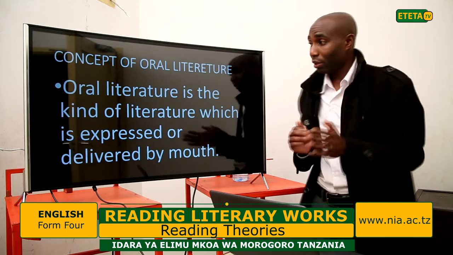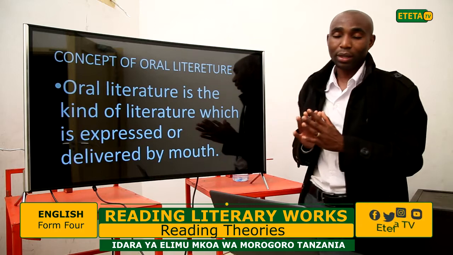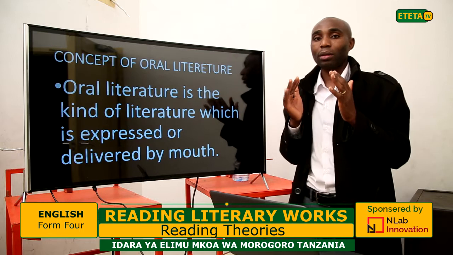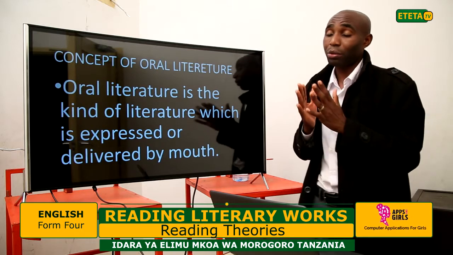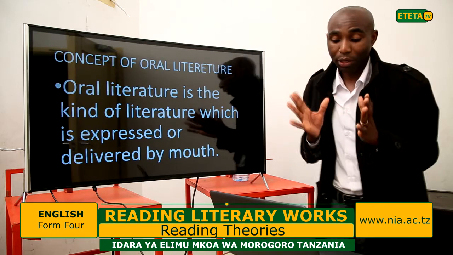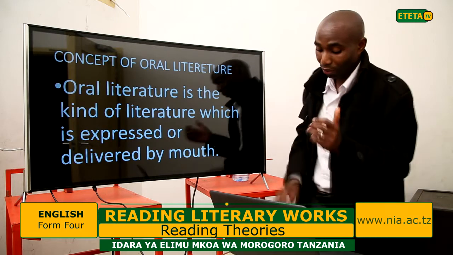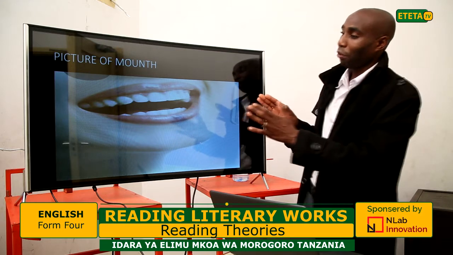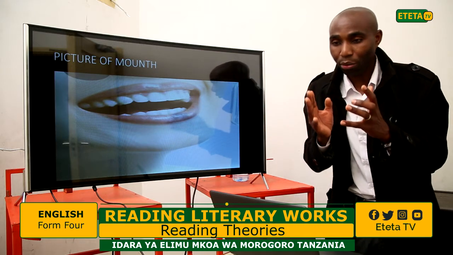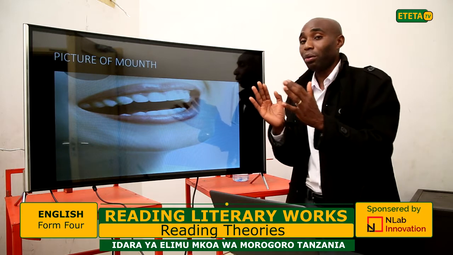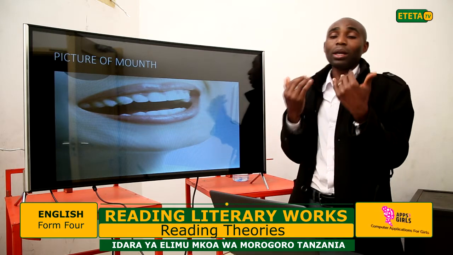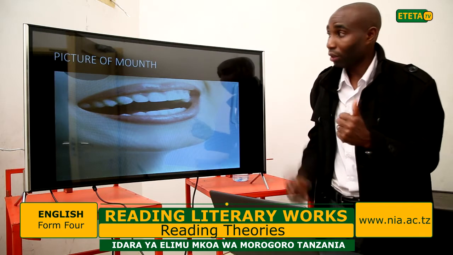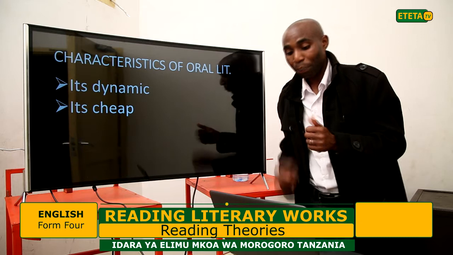Now, as you can see on the screen, a simple way of explaining literature is the way a person uses his or her mouth to deliver information to a particular majority. There is a picture of a mouth, showing how a human being uses his or her own mouth to express views, attitudes, knowledge, and ideas from one person to another. That is called oral literature.